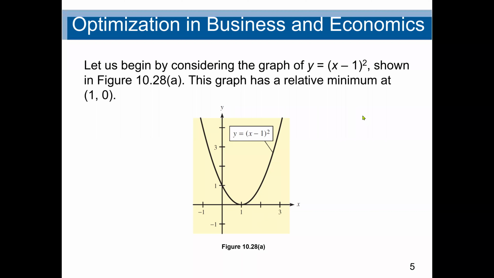So here they say we should consider the following graph, y equals x minus x squared. The graph has a relative minimum at 1 and 0. So this is a relative minimum. But since we have only one change from increasing to decreasing, we have only one relative minimum, which is a point of decreasing to increasing. That point is the relative minimum, so it's also going to be the absolute minimum.